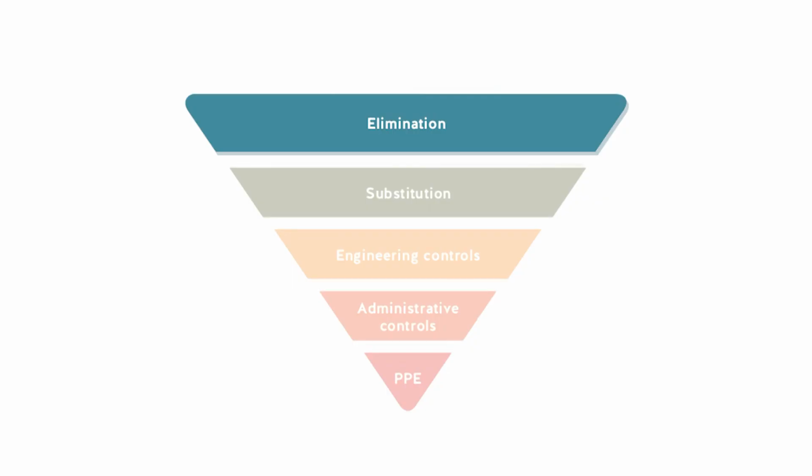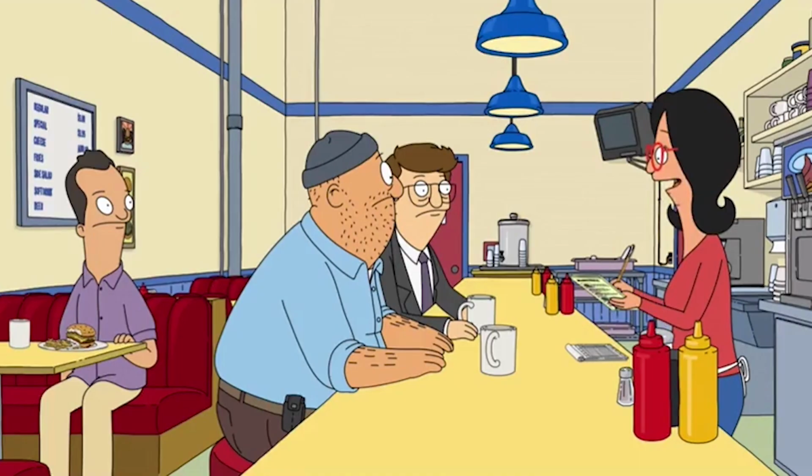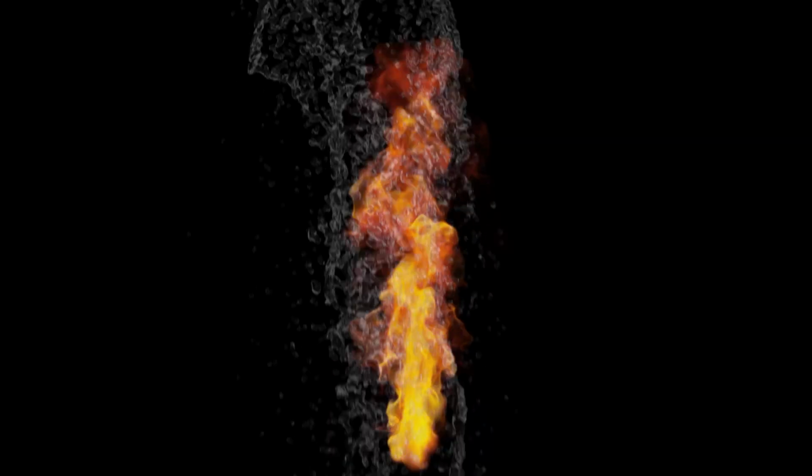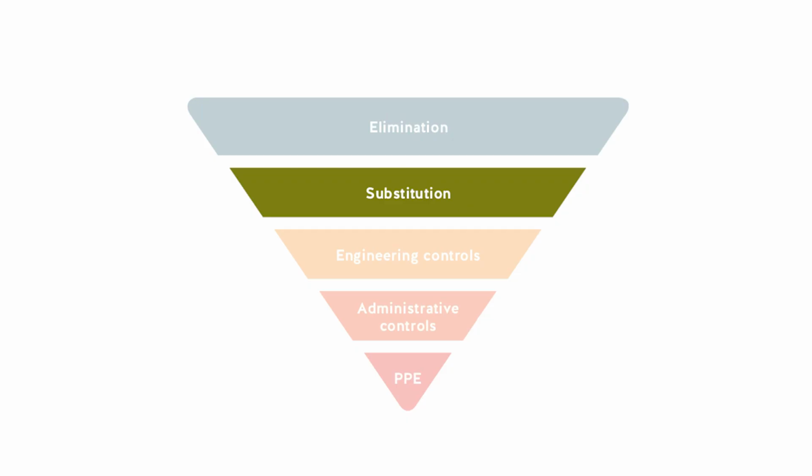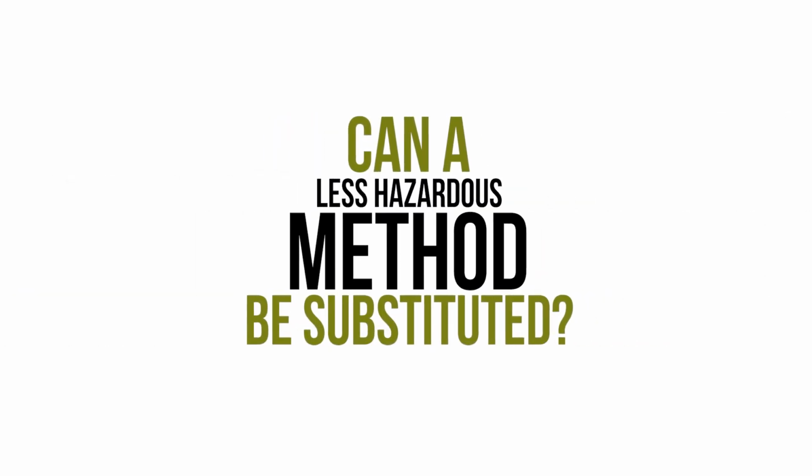The first step is to evaluate if we can eliminate the flame. Is the flame essential to this process? Should we just be a sushi restaurant? What if we don't need to heat anything? If not, the easiest way to make sure that no one gets burned is to eliminate the flame. Next up, substitution is replacing one hazardous element with something that's less hazardous. Let's say a microwave.